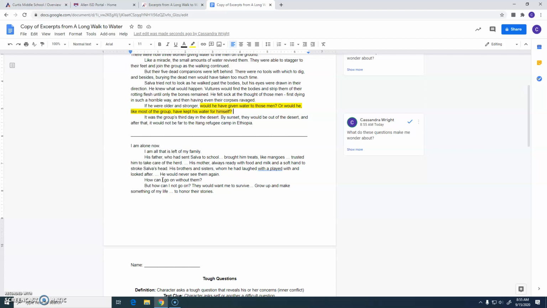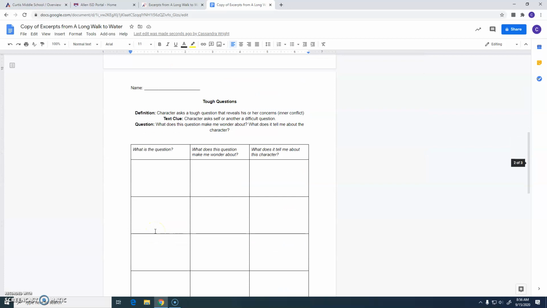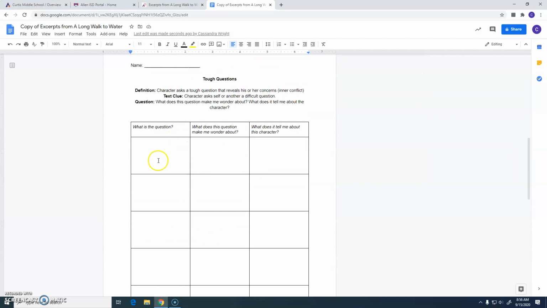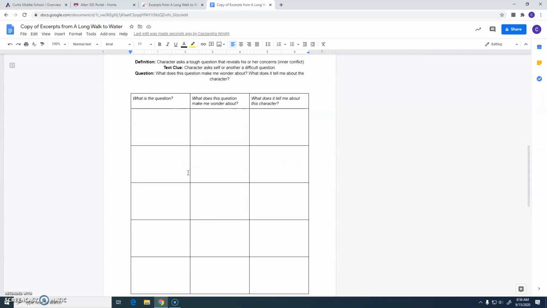So take a few minutes now to think about the tough questions you noticed and your thoughts about the anchor question, what do these questions make me wonder about? And then after you've thought about it, I want you to go down here and write out all of the questions that show up in the story. What is the question? And then I want you to respond, what does this make me wonder about? And then the last one is, what does it tell me about this character?